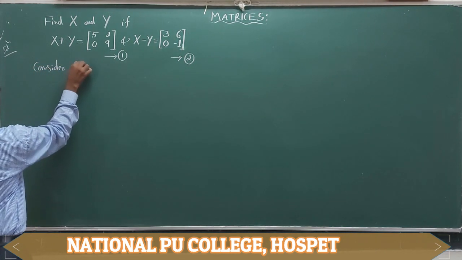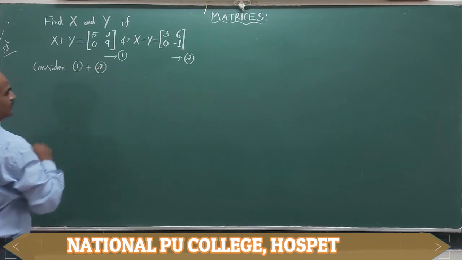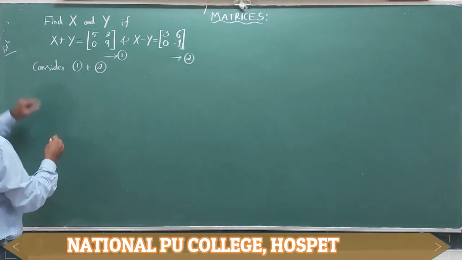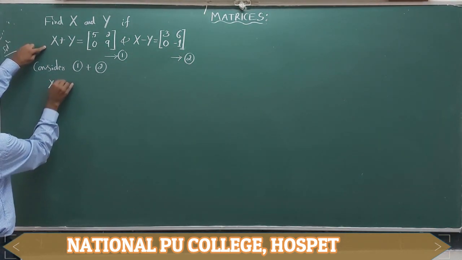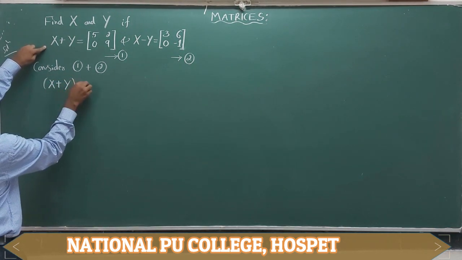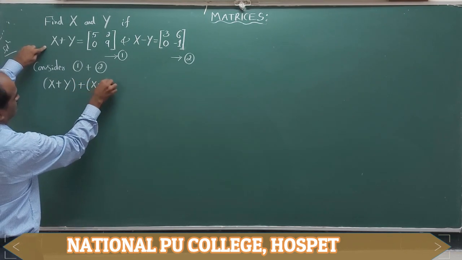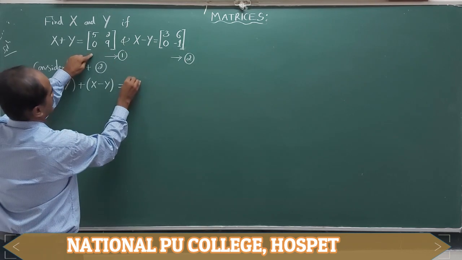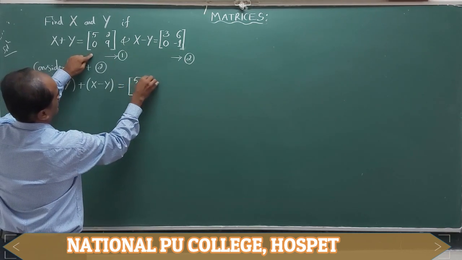I consider equation 1 plus equation 2. I am adding these two equations. X plus y plus x minus y, the LHS of the equation added. On the RHS, matrices are there.